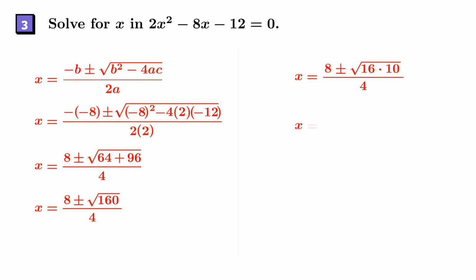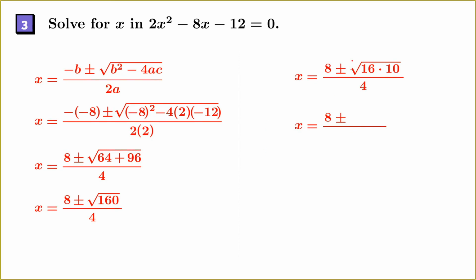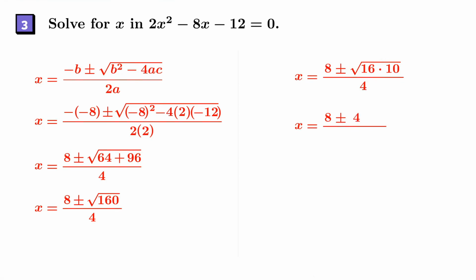So, x now is equal to 8 plus minus. Kapag kinuha natin yung square root ng 16, that is equal to 4. So, lalabas na yung 4 sa square root. So, we have 4. And then, ang naiwan lang sa loob ay yung square root of 10. And then, copy the denominator, 4.